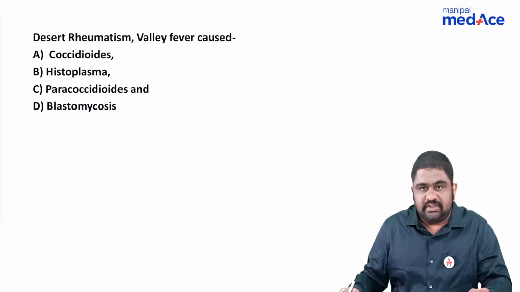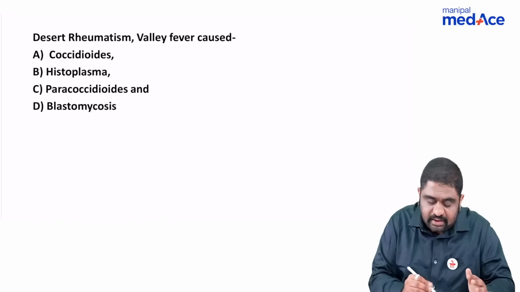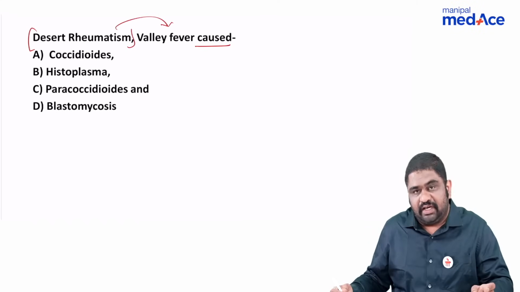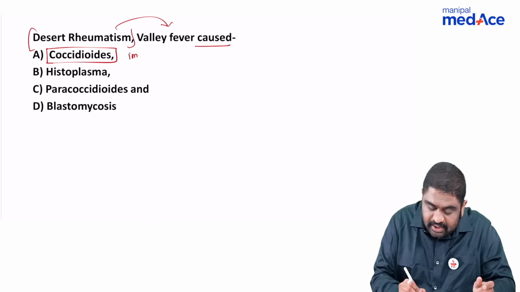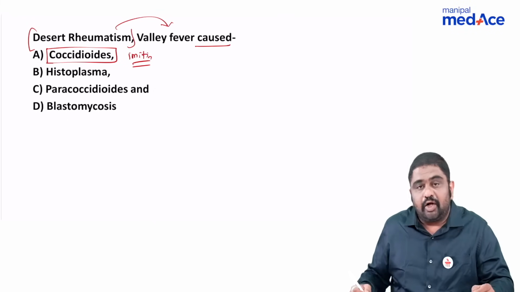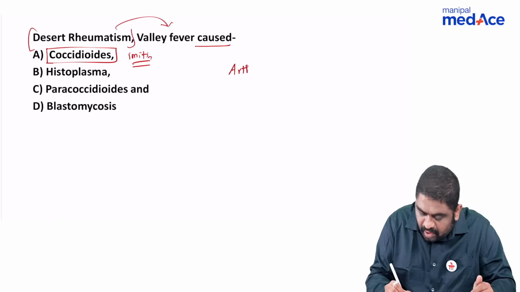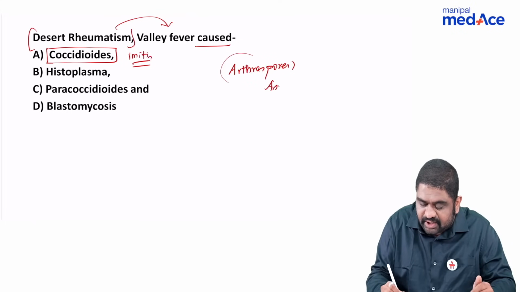There were a few questions in mycology also. One was a very simple question. They said desert rheumatism is caused by which organism? Desert rheumatism is also referred to as valley fever, and this is caused by Coccidioides immitis. Now remember, Coccidioides is spread through arthrospores, a type of asexual spores.